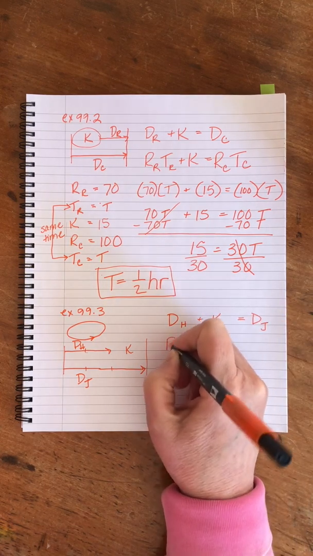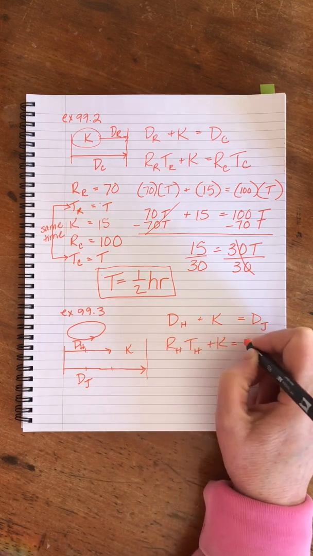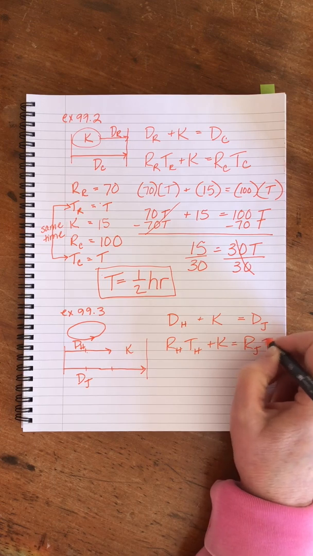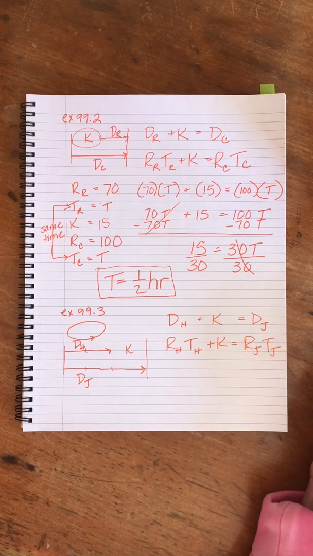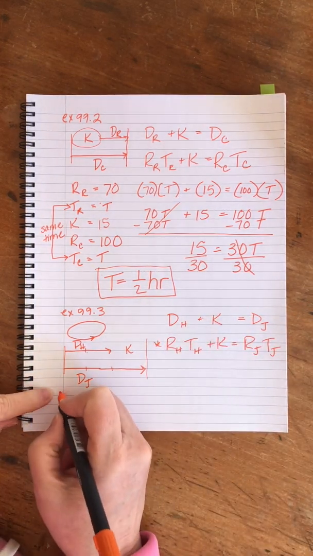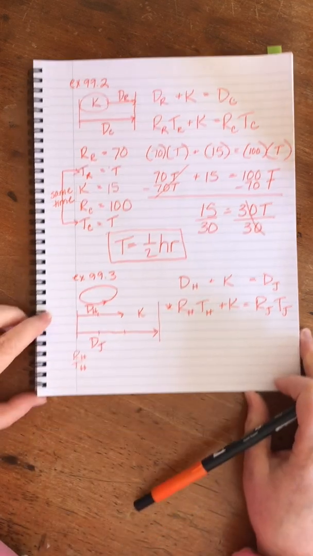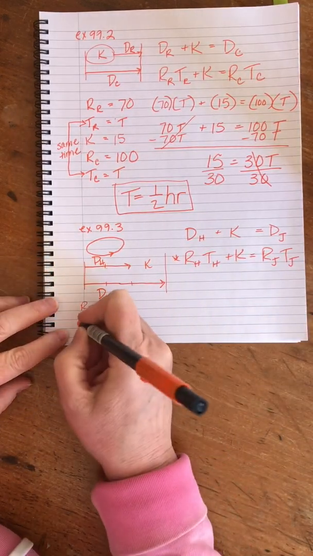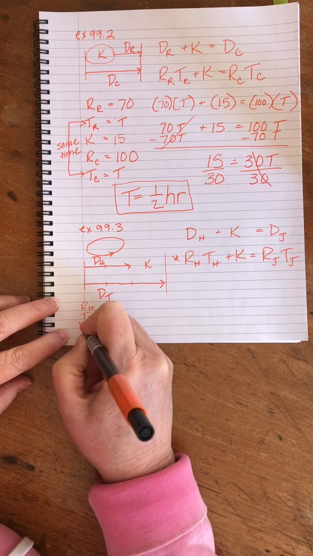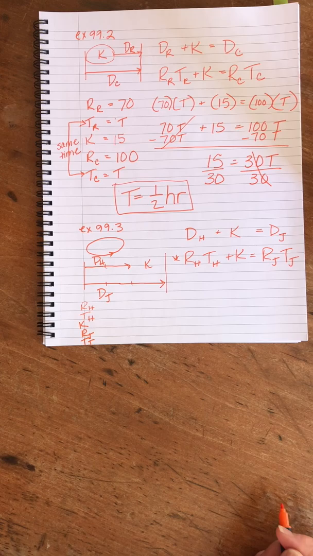So now we blow it out. RH TH plus K equals RJ TJ. I always want to make it a DJ, but we already did that. Okay, this is our thing. I'm going to squish my letters in here: RH, TH, K, RJ, TJ.